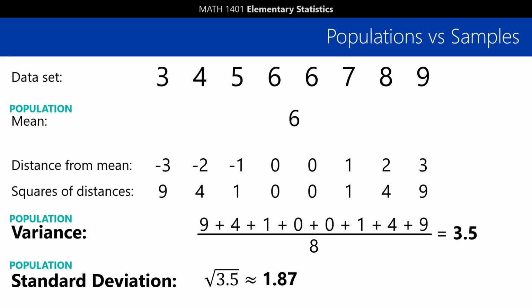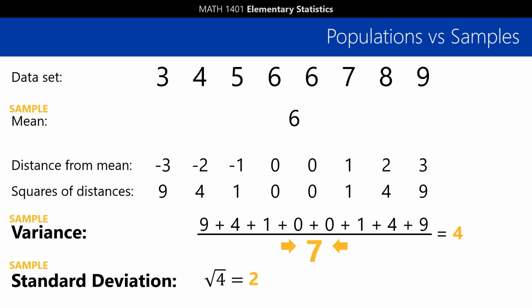But if our data is a sample, we have to make one tiny change to our procedure to find the sample standard deviation. When we're finding the sample variance, instead of dividing by n, we have to divide by n minus 1. This accounts for the fact that otherwise, the sample standard deviation would tend to underestimate the population standard deviation. In this case, since there are 8 data points, we divide by 7 when we find the variance, and therefore we manage to get 2 for the sample standard deviation.